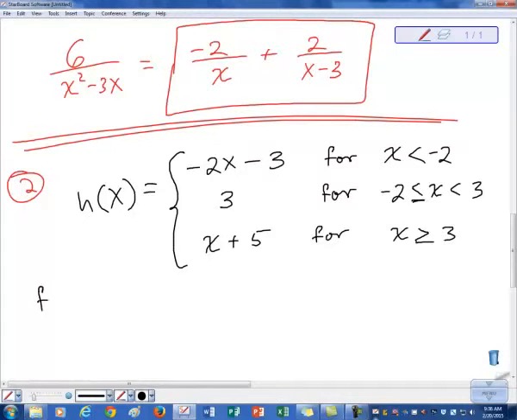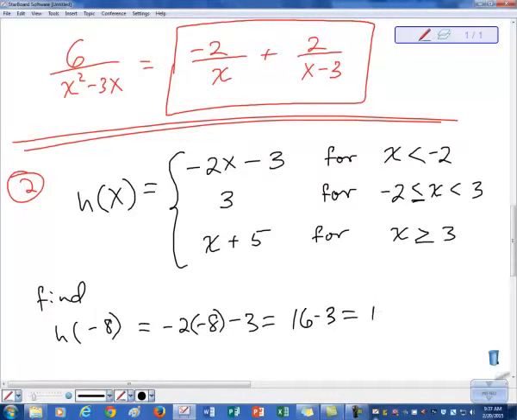And let's say we want to find h of negative 8. Well, the first thing you have to do is look at each one of these three. Since negative 8 is less than negative 2, you would use the first function. So this would be negative 2 times negative 8 minus 3. Negative 2 times negative 8 would be positive 16 minus 3, and we get 13 out.